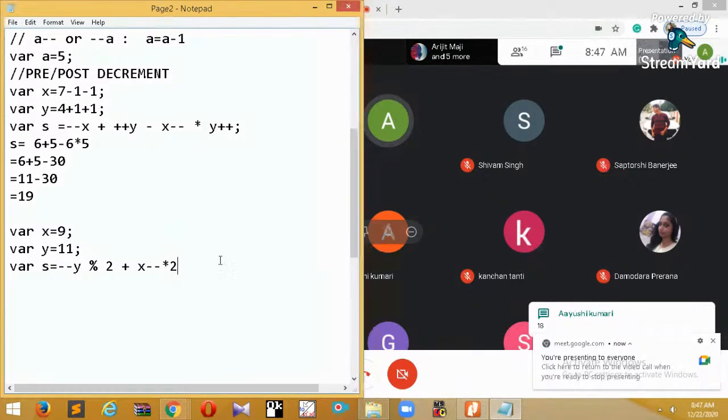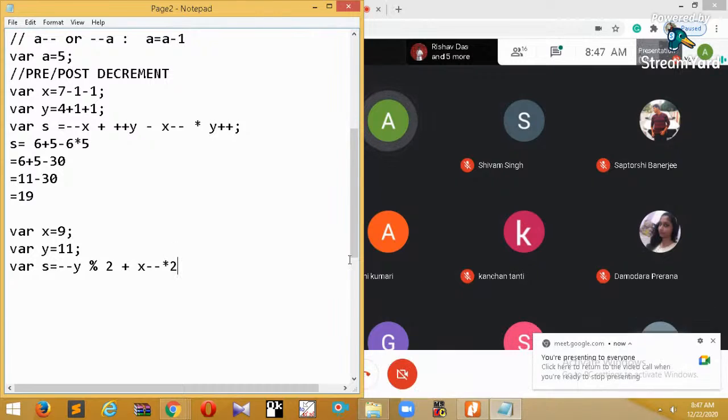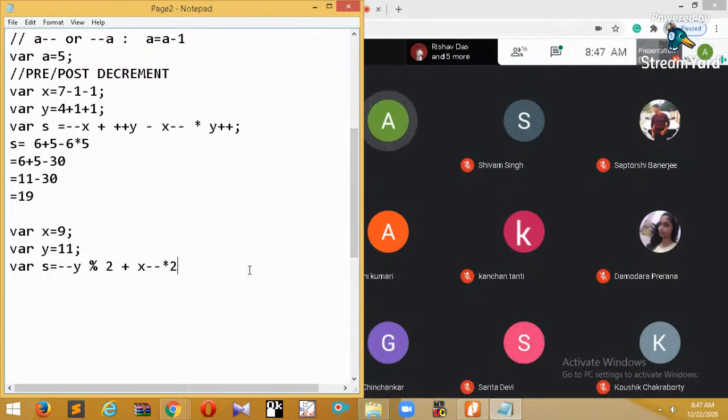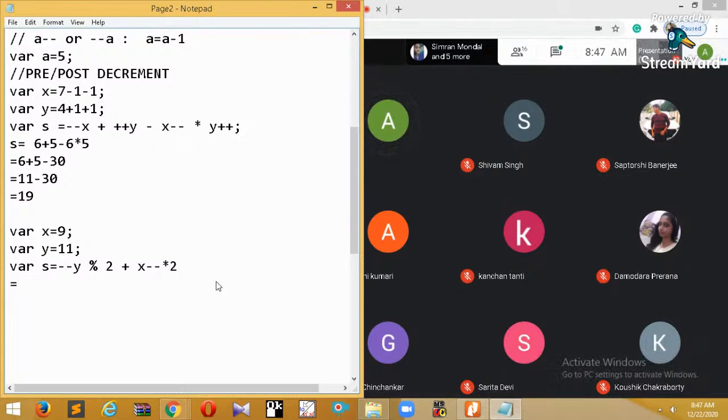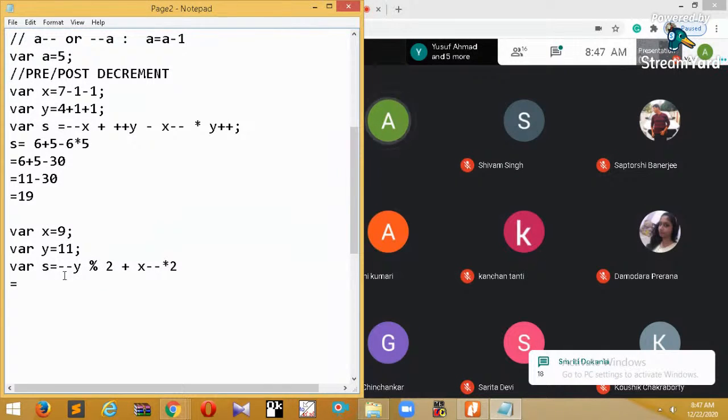Okay, Aishi, 18. So Aishi has already answered 18. Anybody else? So let's start the calculation. So first of all you can see, okay, Saptarshi also answered 18. Okay, so let's see how we can calculate. So minus minus y is there. So okay, Smriti also 18.